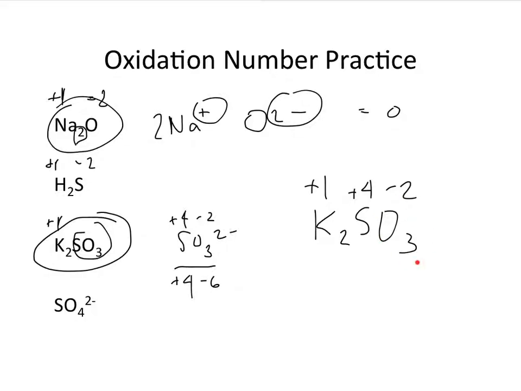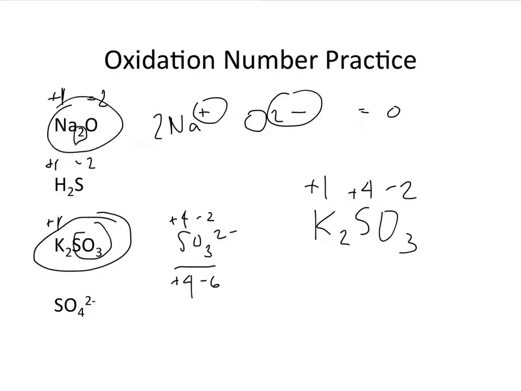Oxygen here, there's 3 of them. Each one has a -2. So 3 times -2 gives me -6. +6 plus -6 is going to give me an overall oxidation value of 0, which matches what I see here. So basically there's some bookkeeping involved here.